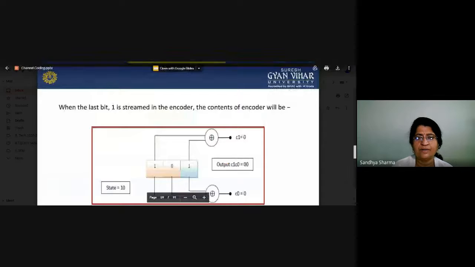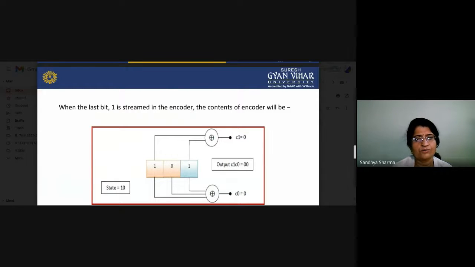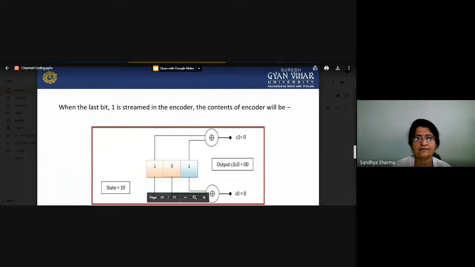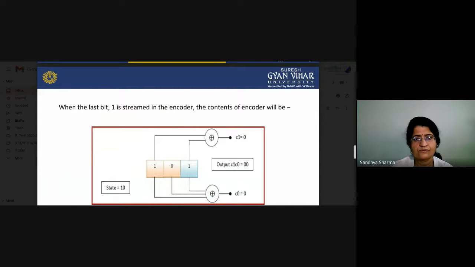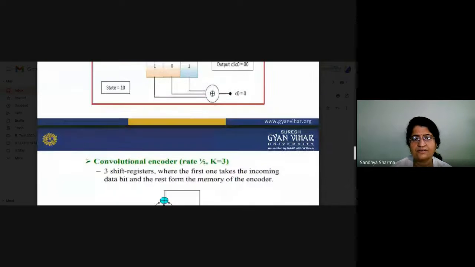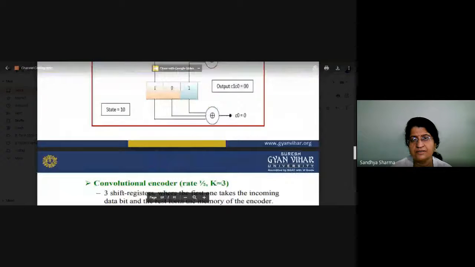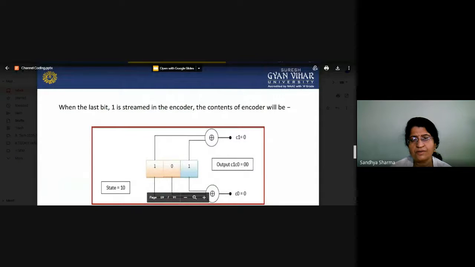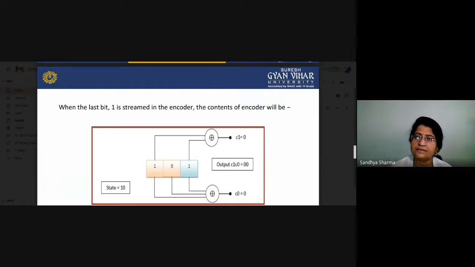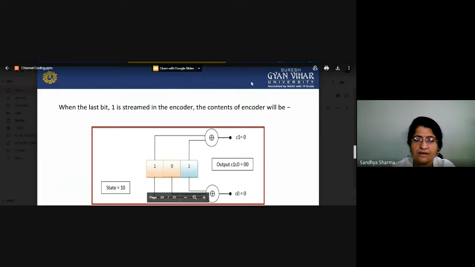And now the third bit will be entered, and we will again take out outputs C1 and C0 by the previous addition, just like that. So this is the basic idea you can see here. This is the complete output. In this way, your output will be in groups of 2 bits, and in this way we can receive our output.